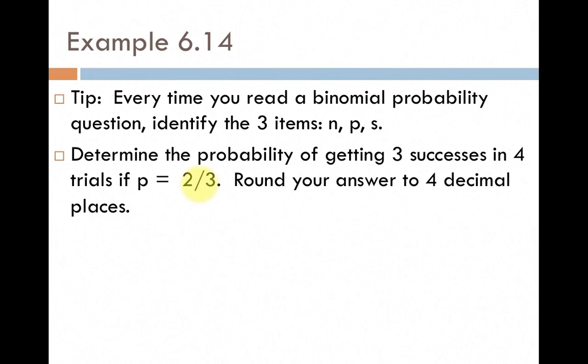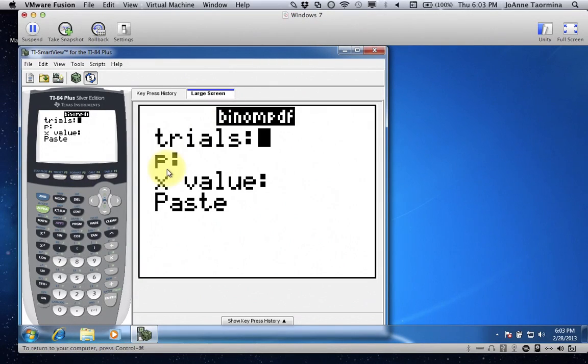Okay, so let's go to the calculator and enter s is 3, n is 4, and p is 2/3. So trials, 4 trials. We're not told what the trials are. We don't know if they're flips of a coin or rolls of a die. We have no idea. We're told though, so we use our arrow down button to get to the next row. We're told that p is 2/3. So to enter 2/3 as a fraction, we do 2 divide by 3. We go down. X value, which is s, the number of successes, 3.